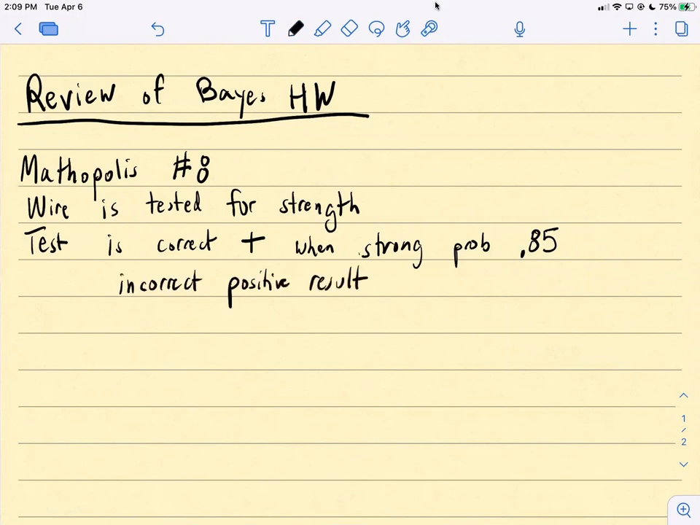This is a false positive with probability 0.04. And what's important to keep in mind with these conditional probabilities, like 0.85, is that each time they give you something like this, they also give you the probability that a strong wire would test negative. There's always implicit information that they don't actually tell you the number for, so you have to keep that in mind. And this is for when the wire is weak. So this is the wire is really weak.